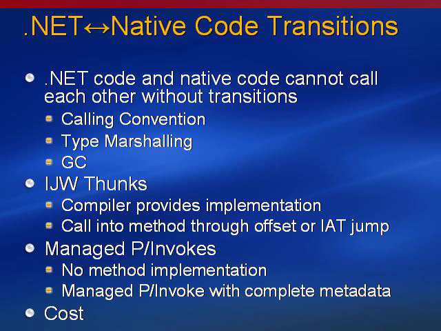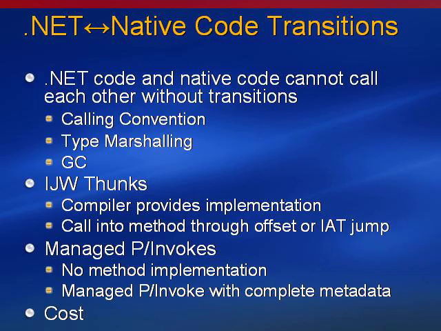So you've got two types of thunks that can make these transitions. The first one is called the IJW thunk or the interop thunk, where the compiler provides an implementation for the thunk, and you call into the method from that thunk through some offset or IAT jump. Managed P/Invokes, on the other hand, don't have a compiler-provided method implementation. The compiler just provides a declaration for these, which is a managed P/Invoke with complete metadata. Then the runtime handles all the interoperation.